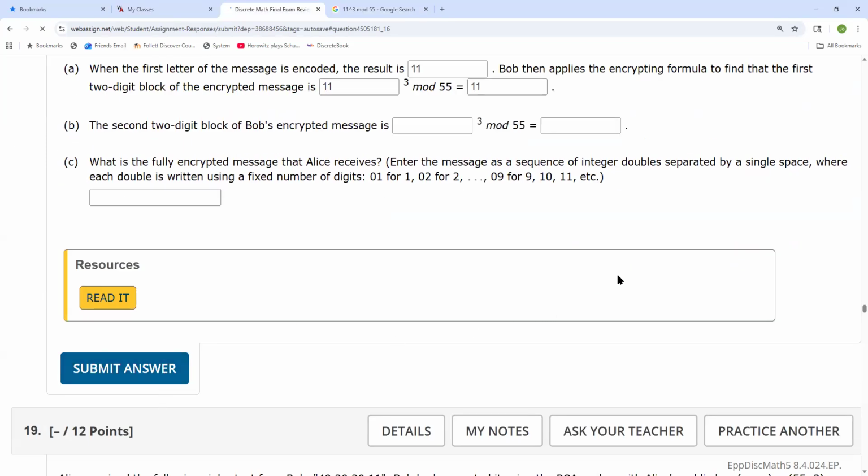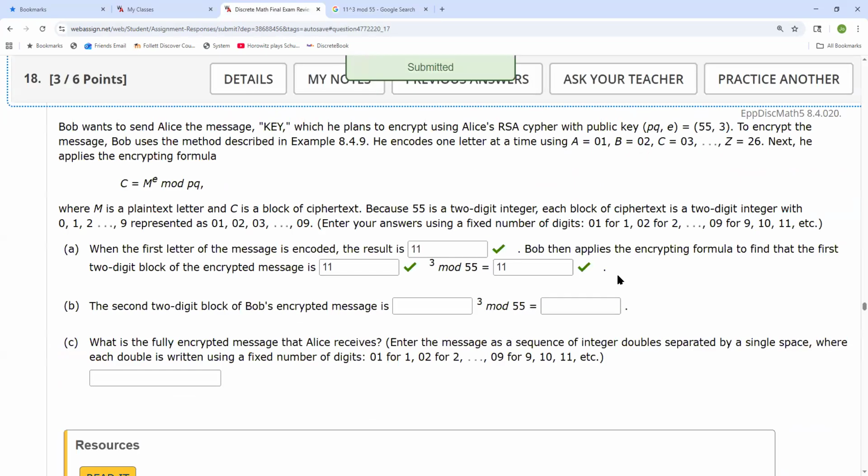By the way, what's it called when you plug a number into a function and you get out the same number? Does anybody know? That's called the fixed point of the function. When you plug in something and just by coincidence you get the same number out, that's called a fixed point of the function.